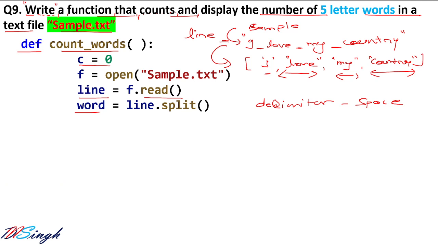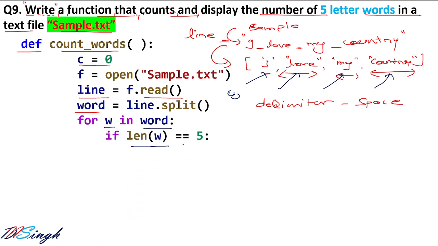Now your job is very simple: iterate over this list one by one, find out the length of each word and compare it with 5. If it is equal to 5, then increment your counter, otherwise do nothing. So let us have a for loop, w in words, and w is going to assume values one by one. It will first take I, then love, then my, then country. Then our job is to put an if condition where I can get the word length and compare it with 5.